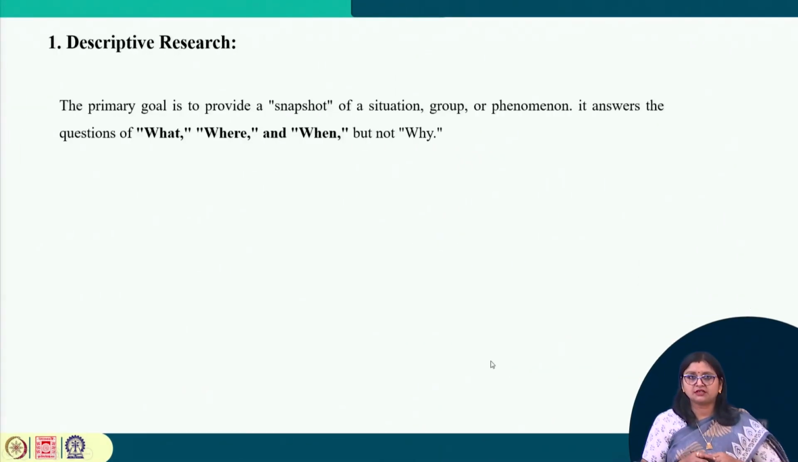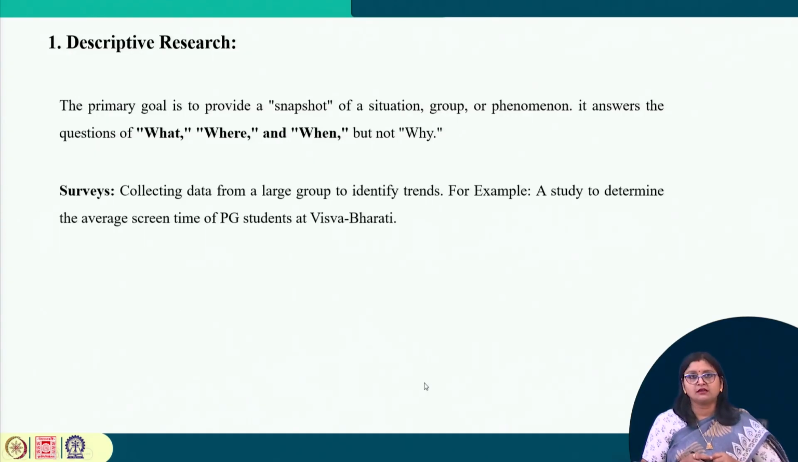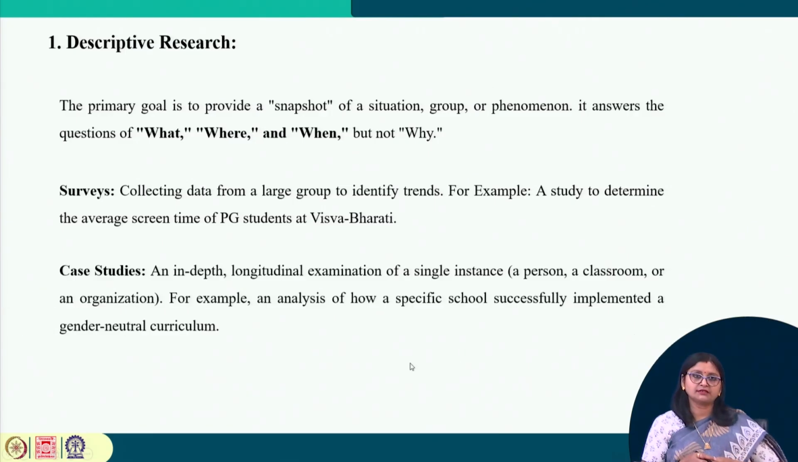The descriptive research's primary goal is to provide a snapshot of a situation where a group or phenomenon is existing. It answers the questions of what, where and when, but not why. It is not focusing on why. Like a survey, collecting data from a large group to identify trends. For example, a study to determine the average screen time of PG students at Visva-Bharati.